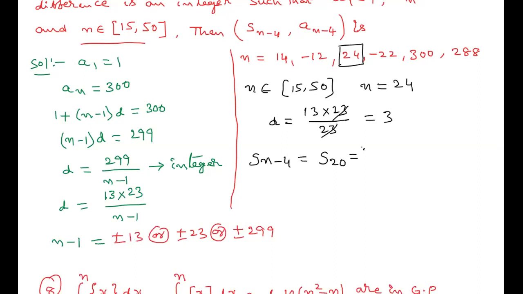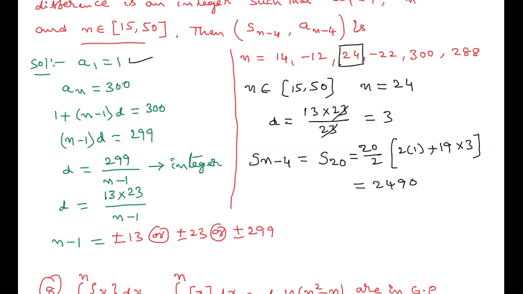What is the formula? 20 by 2 into 2a plus n minus 1 into d, where a means a1, the first term. What is d? 13. Now calculate this totally. How much do we get? Observe the calculation. I think this is 2,490. Do the calculation.